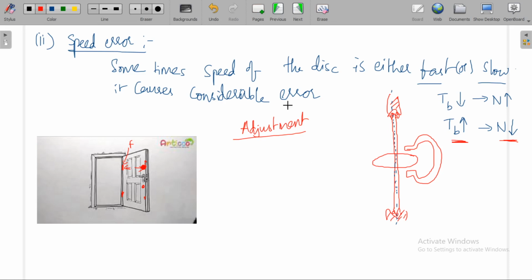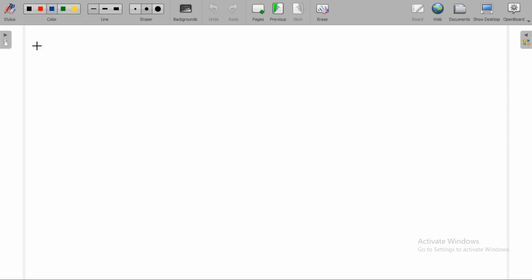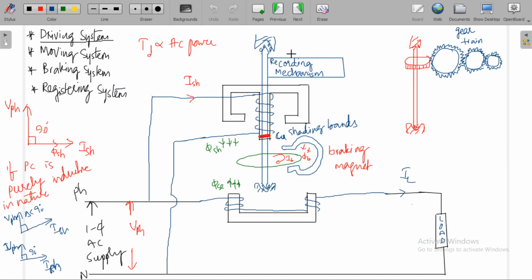Next, coming to the third one, friction error. The spindle is supported on dual bearings, and here also you are going to have frictional forces. Frictional forces at the rotor bearings and in the counting mechanism may cause considerable error.